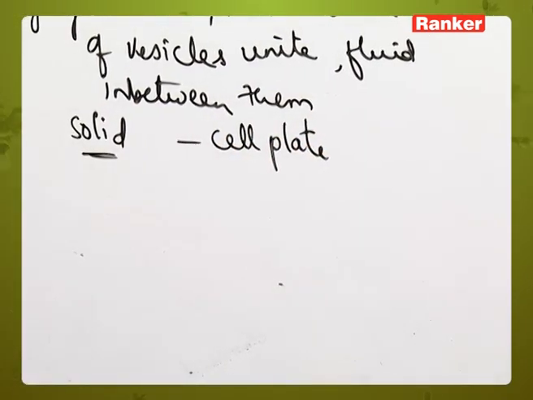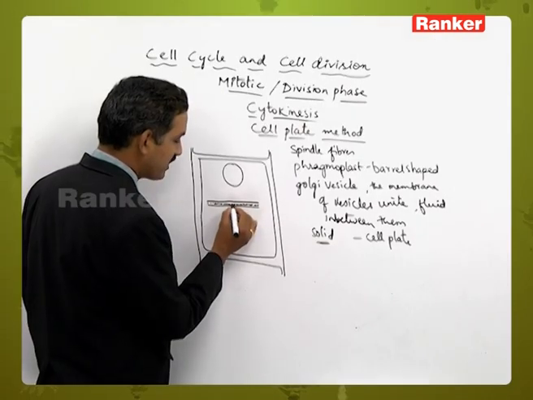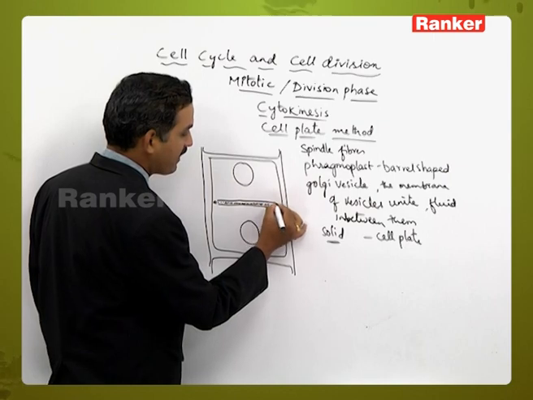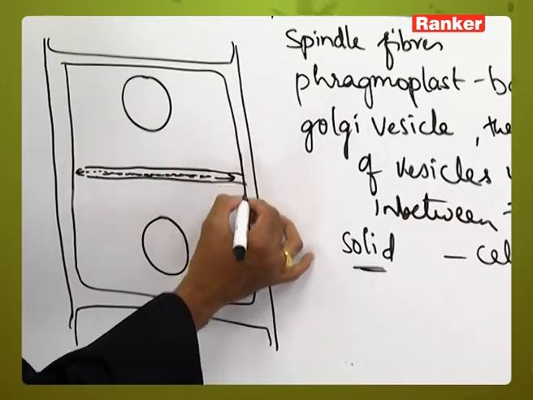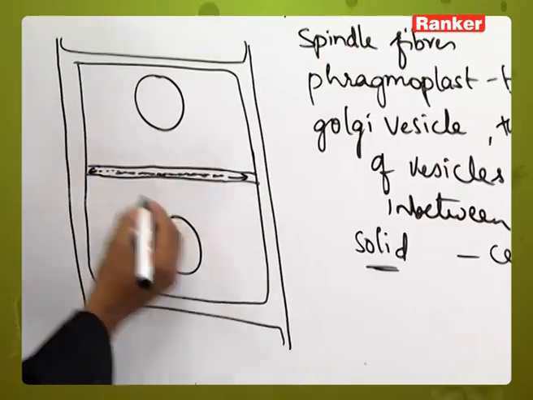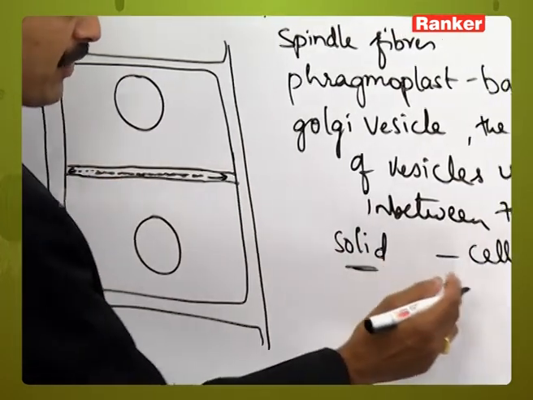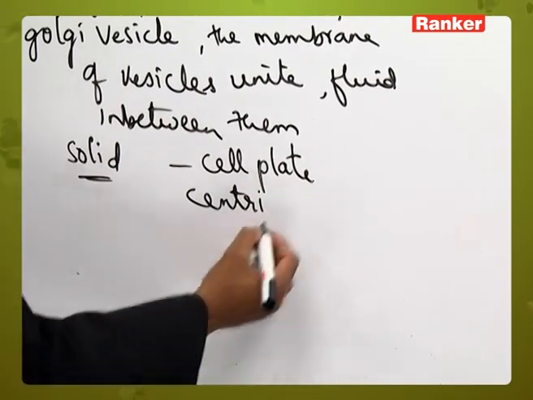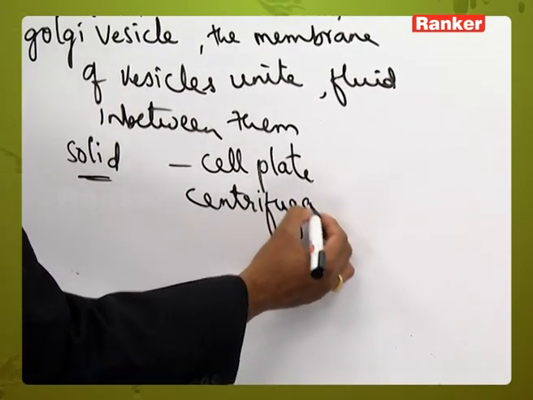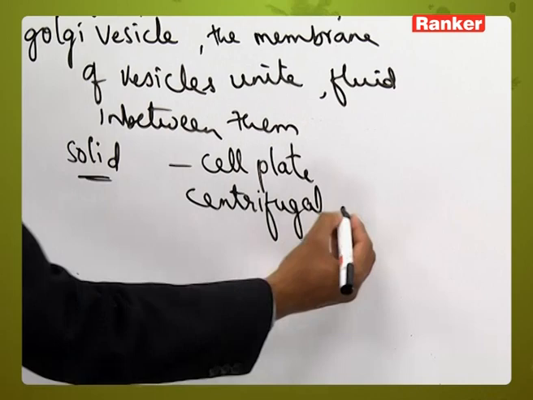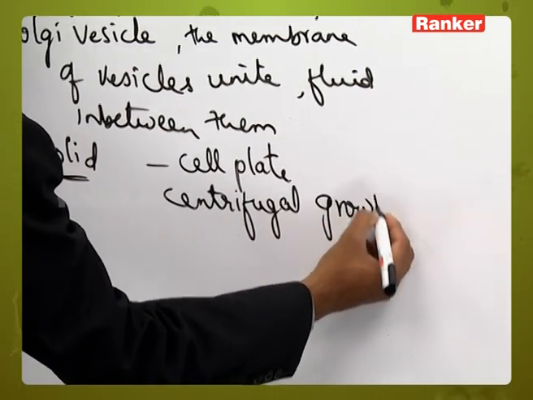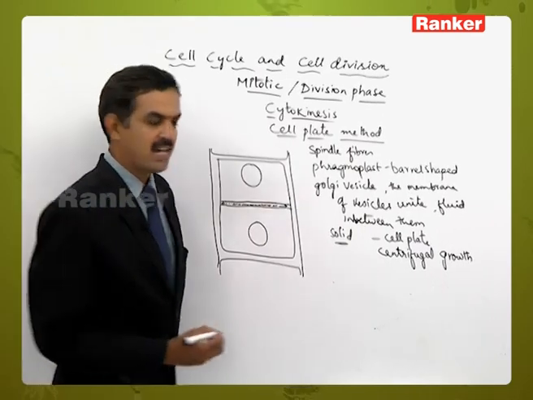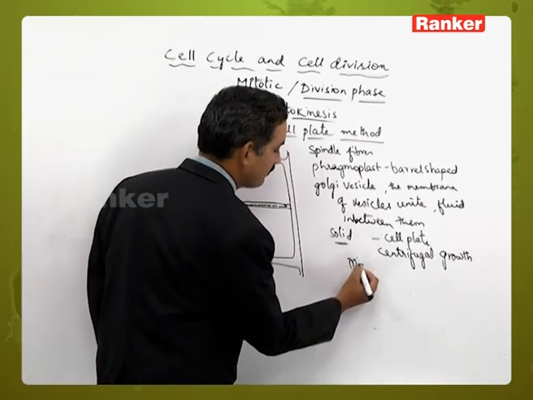And this cell plate will start forming in the center and move towards the periphery and attach to the lateral wall of the parent cell. So the cell plate, formed from the center and moving towards the periphery, shows what we call the centrifugal growth of the cell plate. Then the cell plate will undergo some changes and be converted into the middle lamella.